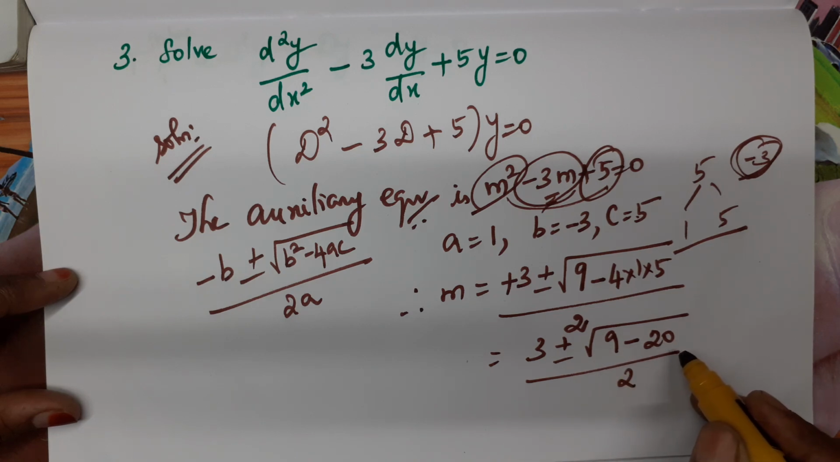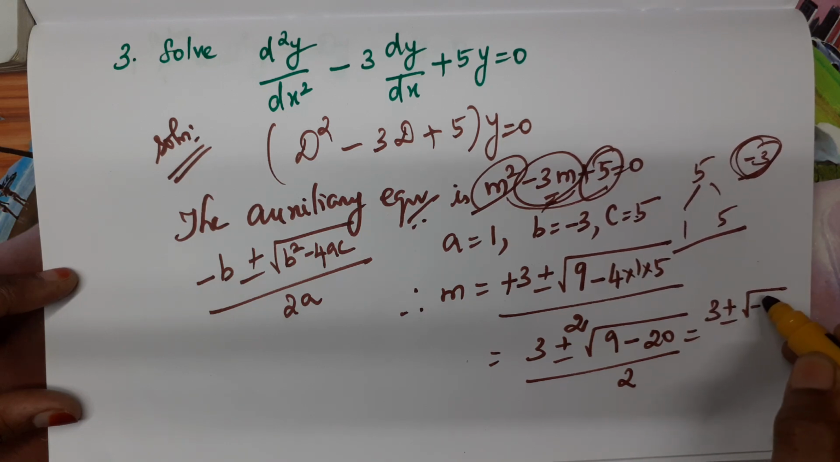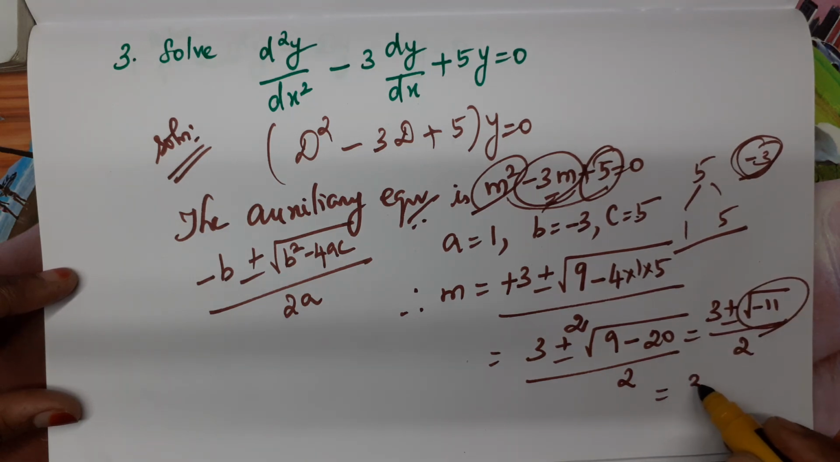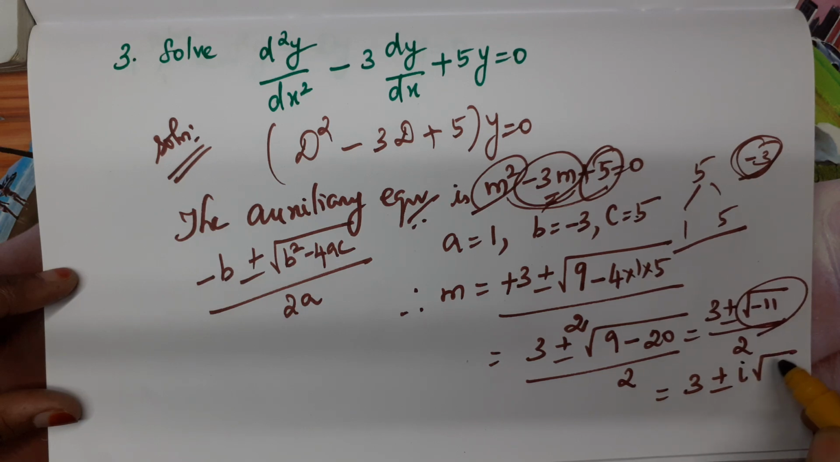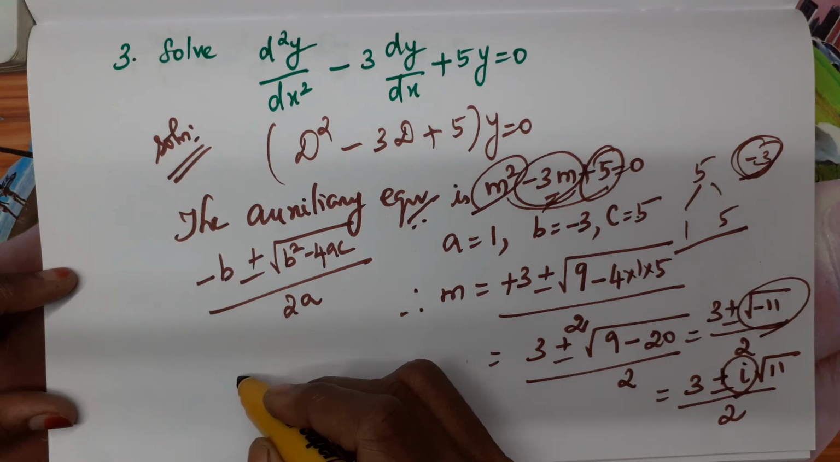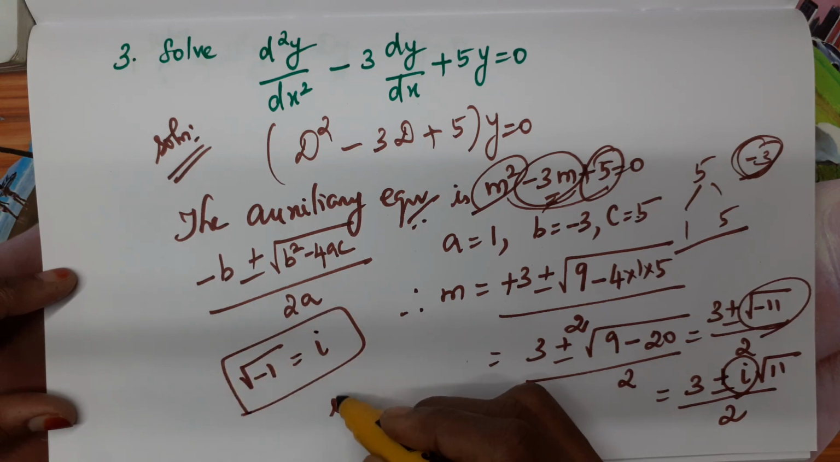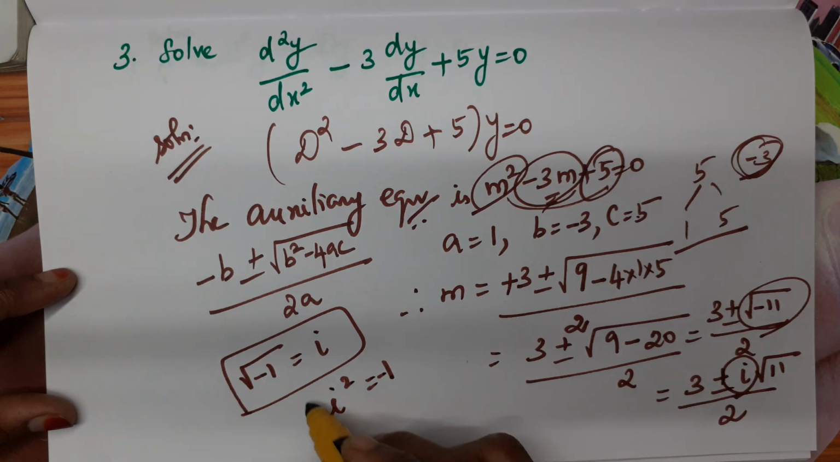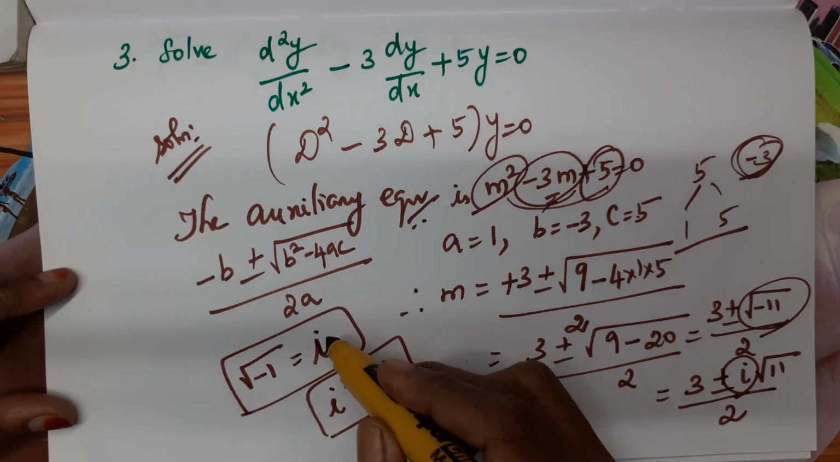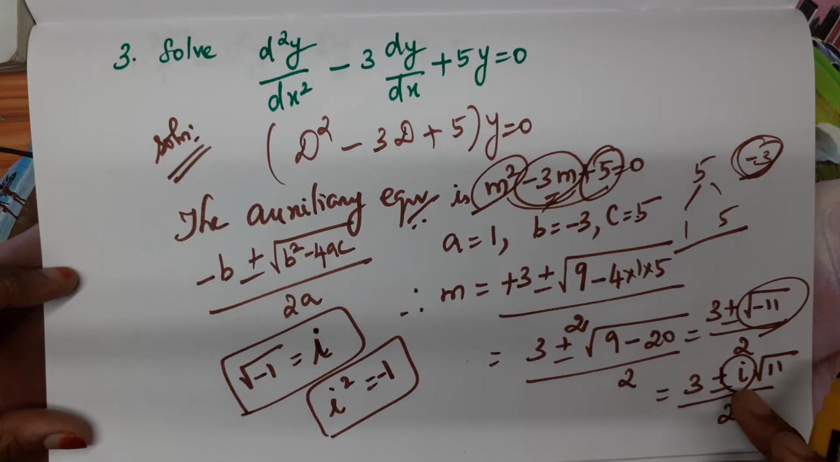9 minus 20 is minus 11. So this is equal to 3 plus or minus root of minus 11 by 2. Root of minus 11 can be written as 3 plus or minus i into root 11 by 2. How are we taking this i? Already we know that root of minus 1 is equal to i. i squared is equal to minus 1. Taking square root on both sides, we get i equal to root of minus 1. So within the root we have a negative sign. For that I am using the symbol i.